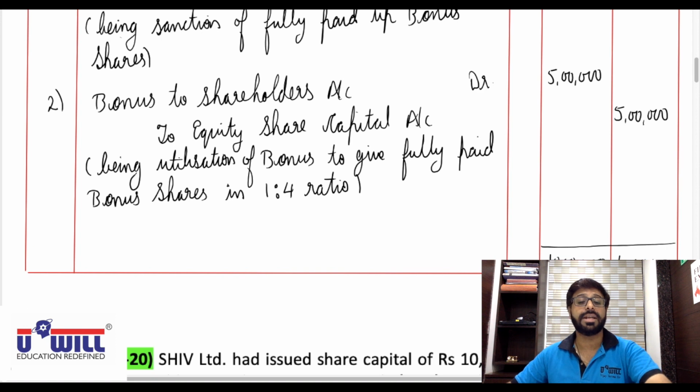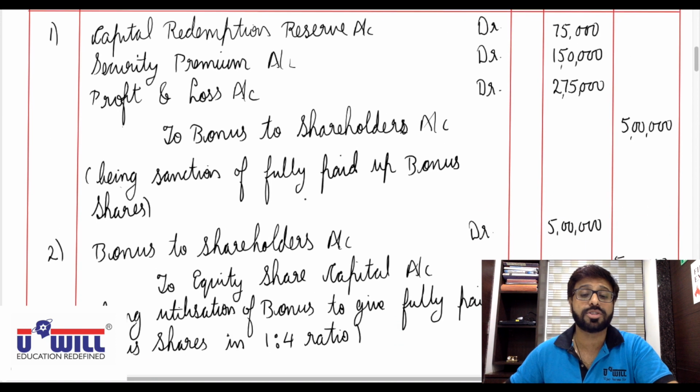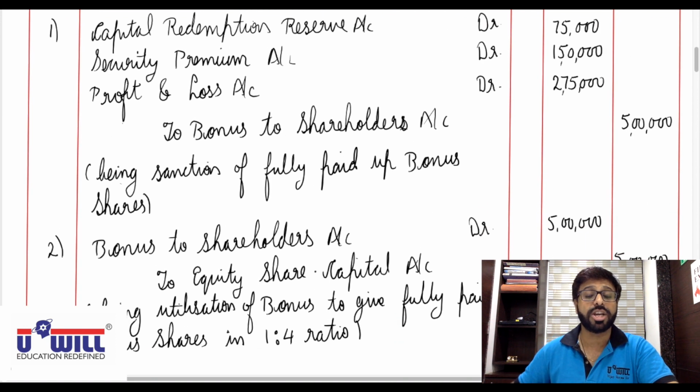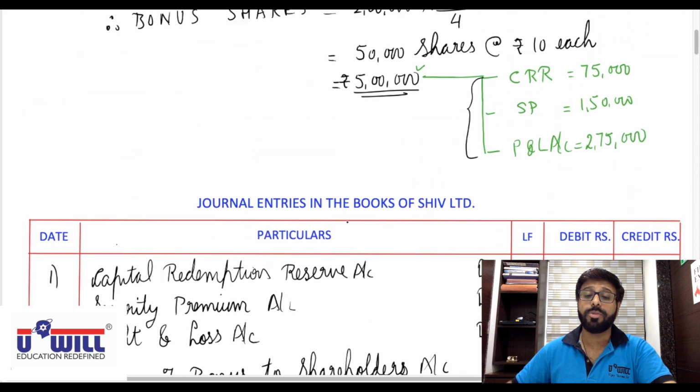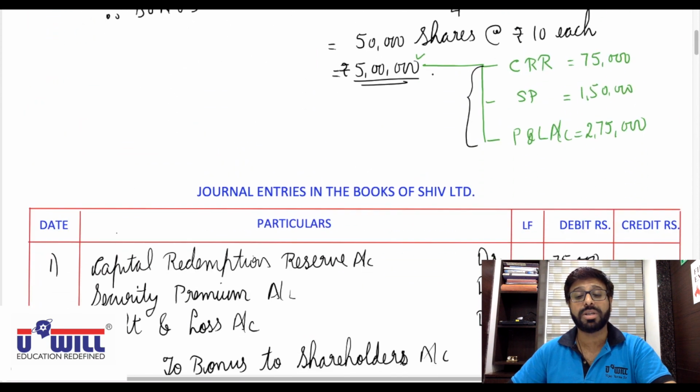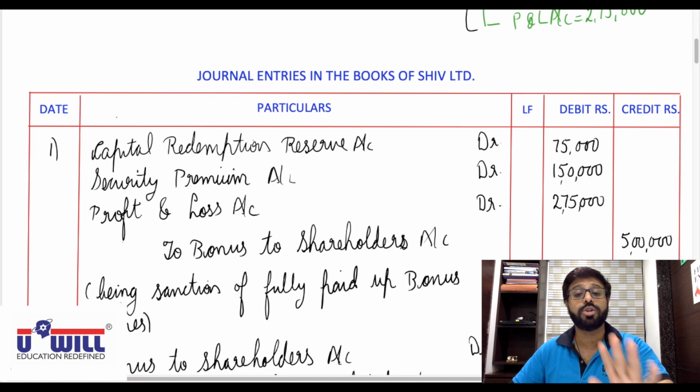Okay, so very simple it is. Only two entries to be passed: reserves to bonus to shareholders, bonus to shareholders to equity capital. Only you have to be careful about the calculation of amount of bonus and which reserves in what order to be debited. That we have seen in detail in lecture 1.